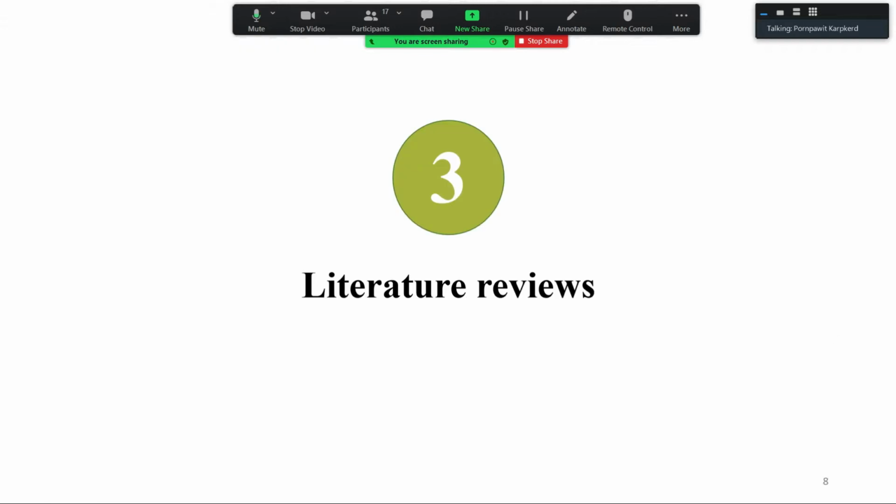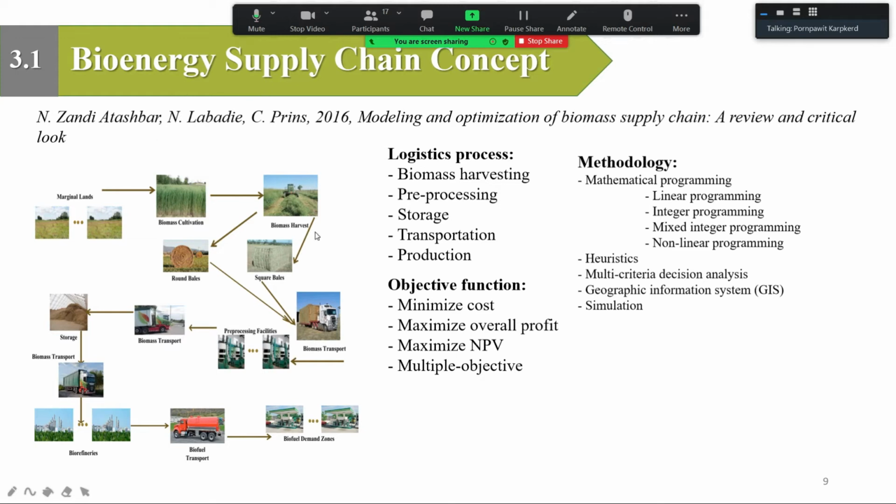Okay, and here are some literature reviews. In this paper, they gave an overview of bioenergy supply chain optimization and presented what issues we have to consider. The first issue is the logistic process. We have to consider biomass harvesting, whether there is any pre-processing before the production process, and also storage, transportation, and energy production. The second issue is the objective function of the optimization: we want to minimize the cost or maximize the profit. As for methodology, we can do mathematical programming, or use software to do simulation and optimization instead of conventional mathematical programming.